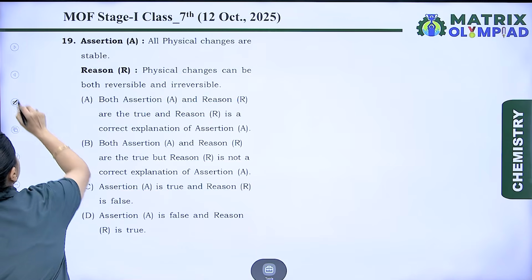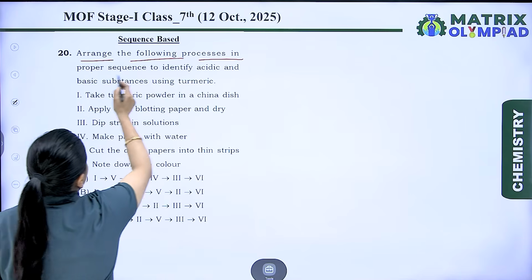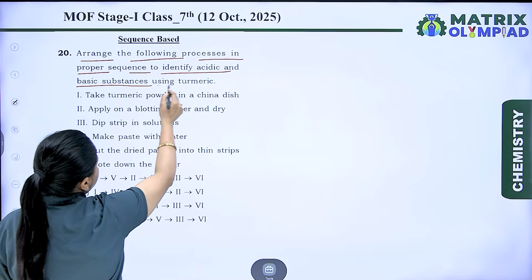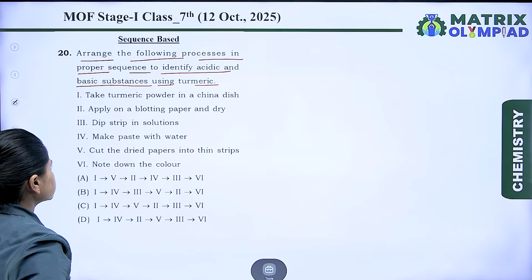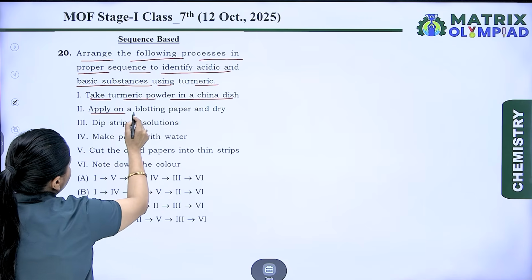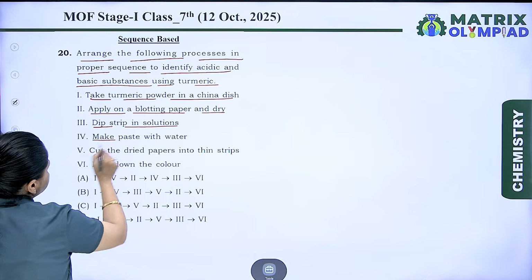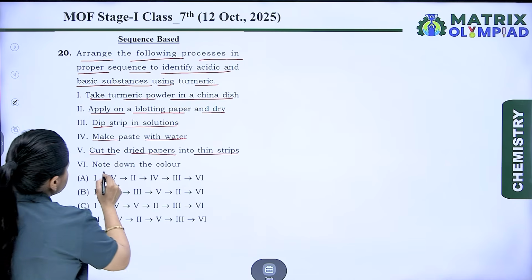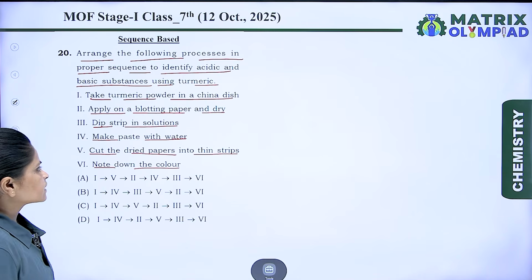Now, the next question is sequence based. Arrange the following processes in proper sequence to identify acidic and basic substances using turmeric. There are first, second, third, fourth, fifth and sixth steps given. First is take turmeric powder in a china dish. Second, apply on a blotting paper and dry. Third is dip strip in solutions. Fourth is make paste with water. Fifth is cut the dried papers into thin strips. Sixth is note down the color. Now, choose the correct arrangement, the correct sequence.